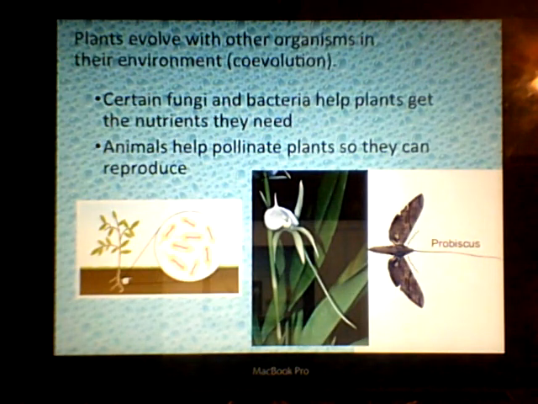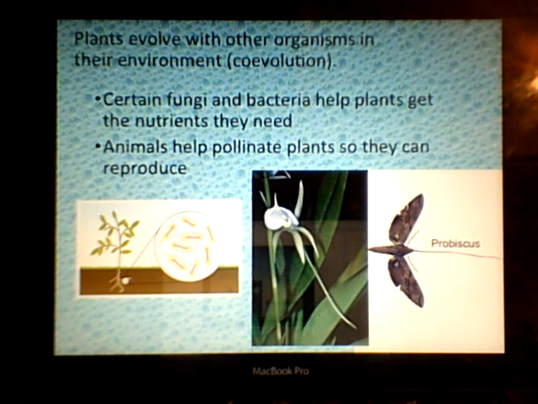Another thing that plants have, and we've talked about this before, is coevolution. Plants evolve with other organisms. We know that certain bacteria help plants by changing nitrogen into things that they can use. Right? Fungi can do similar things, making nutrients for plants. They evolve together. Animals that pollinate.